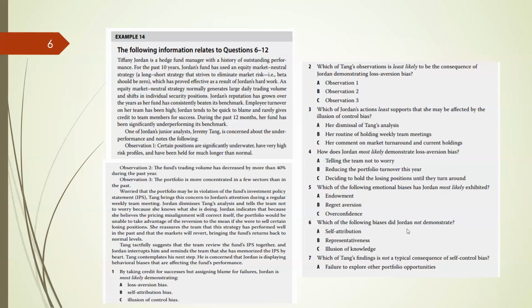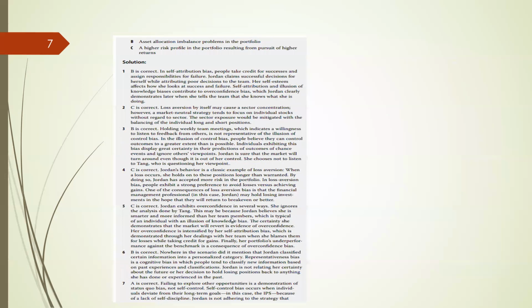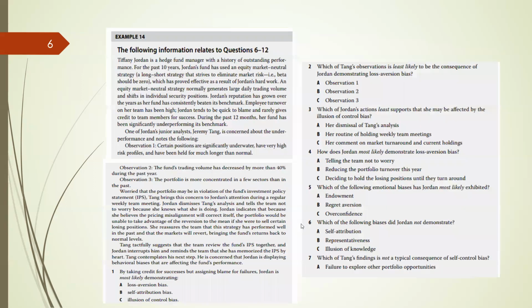Which of the following did Jordan not demonstrate? Self-attribution, she has demonstrated. Illusion of knowledge, she has demonstrated. Illusion of control. Representativeness. Representativeness is not demonstrated. Representativeness is a cognitive bias in which people tend to classify new information based on past experiences and classifications. Jordan is not tying her certainty about the future or her decision on losing positions back to anything she has experienced in the past. So that is a good one. She didn't say that I was successful in the past, and so representativeness is not demonstrated.